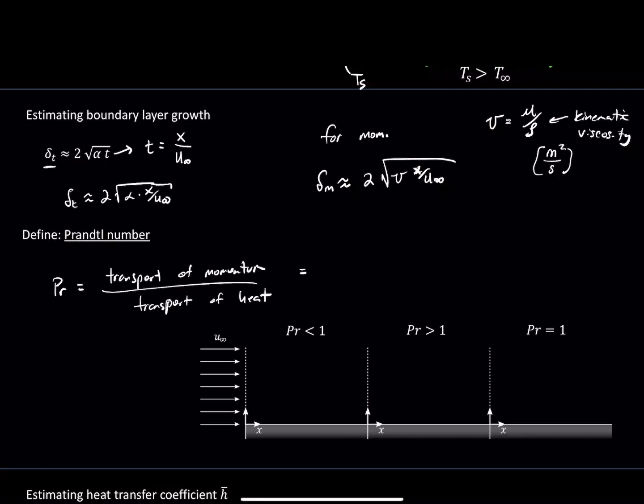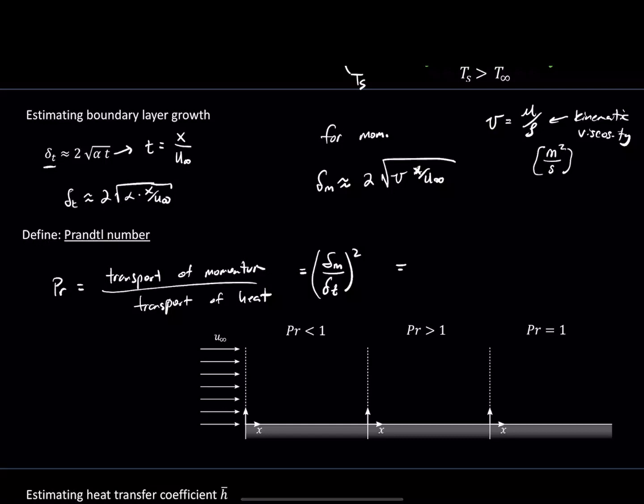Right? And using these ideas that we've just identified, the ability to transport momentum, well, that's captured by delta m. Right? That's a relationship of the ability to transport momentum. It's the boundary layer growth in momentum over delta t, which is the ability to transport heat. Now it turns out that the relationship that's used here is actually delta m over delta t squared. So that is the definition of Prandtl. But it's basically this ratio of these two things.